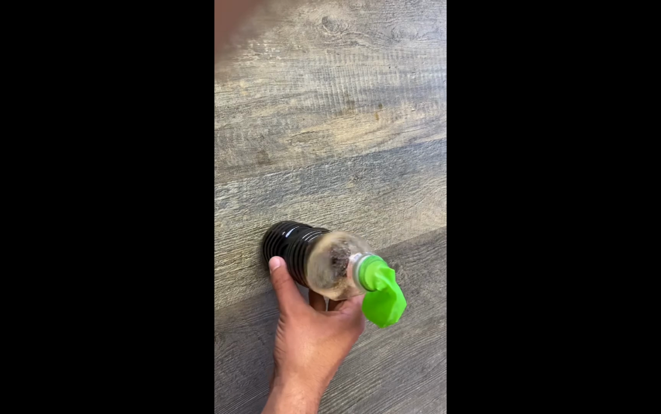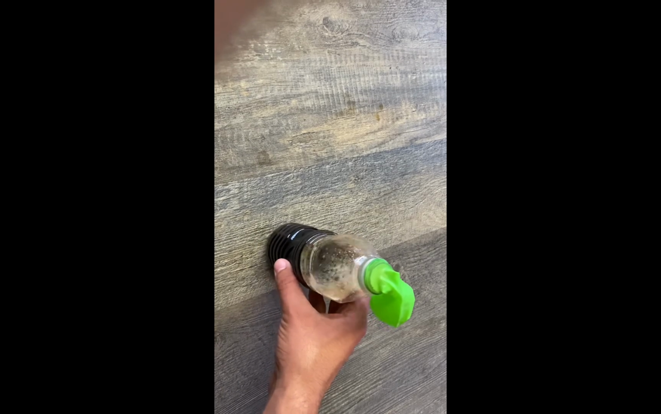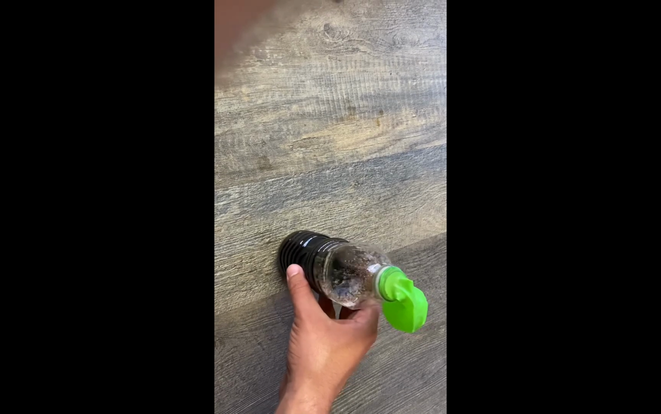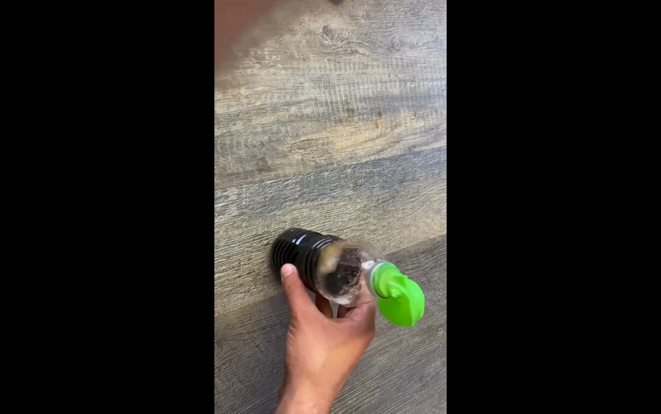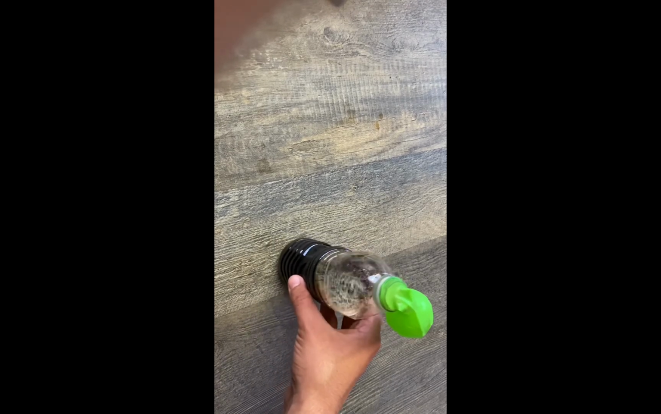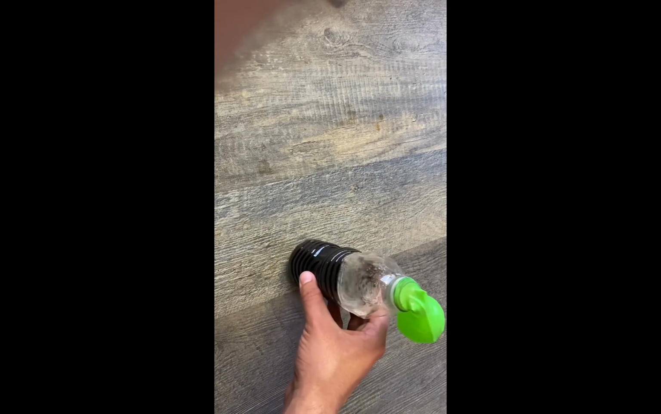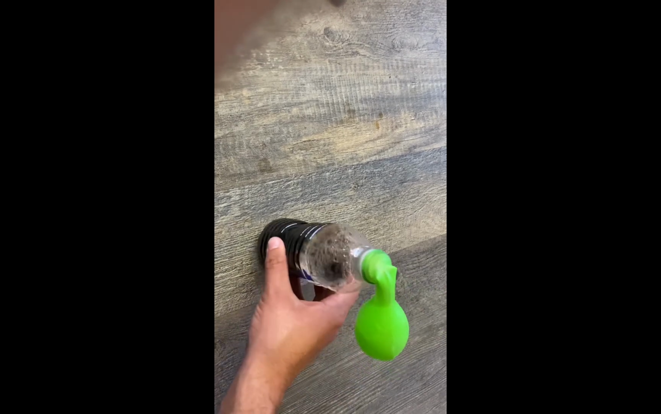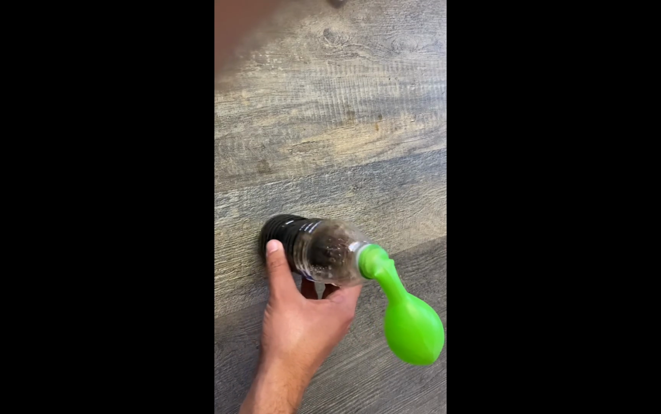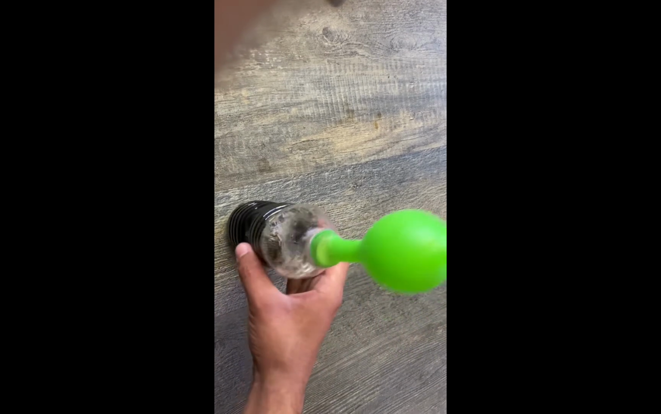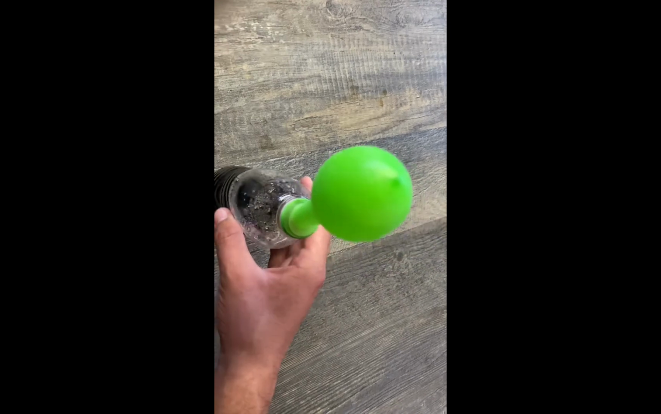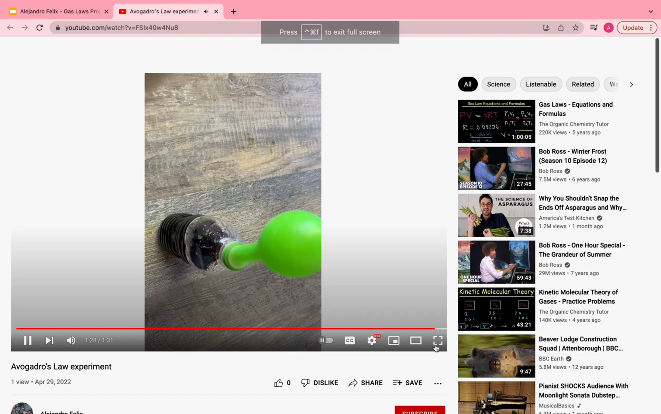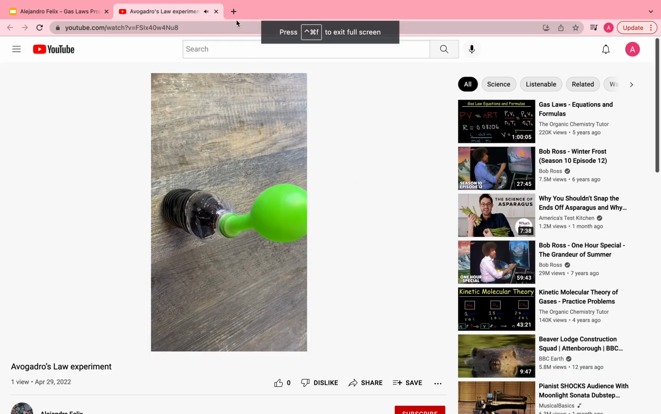So as we can see, as the volume of the balloon increases, the moles of the gas from the Coca-Cola are adding up because of me shaking it. And so the pressure here in the balloon can be substituted to the volume of the bottle. All right, so increasing. Yeah, so this here demonstrates Avogadro's law.